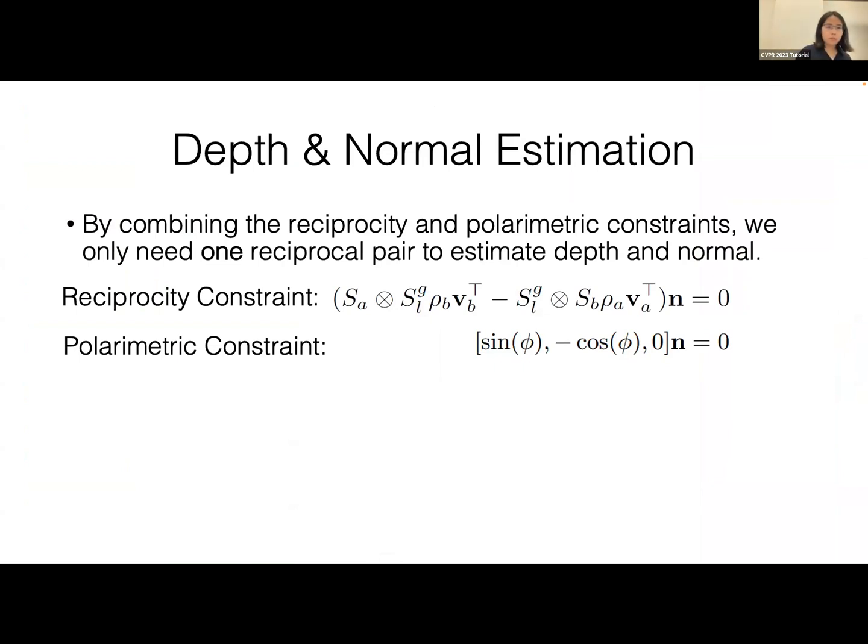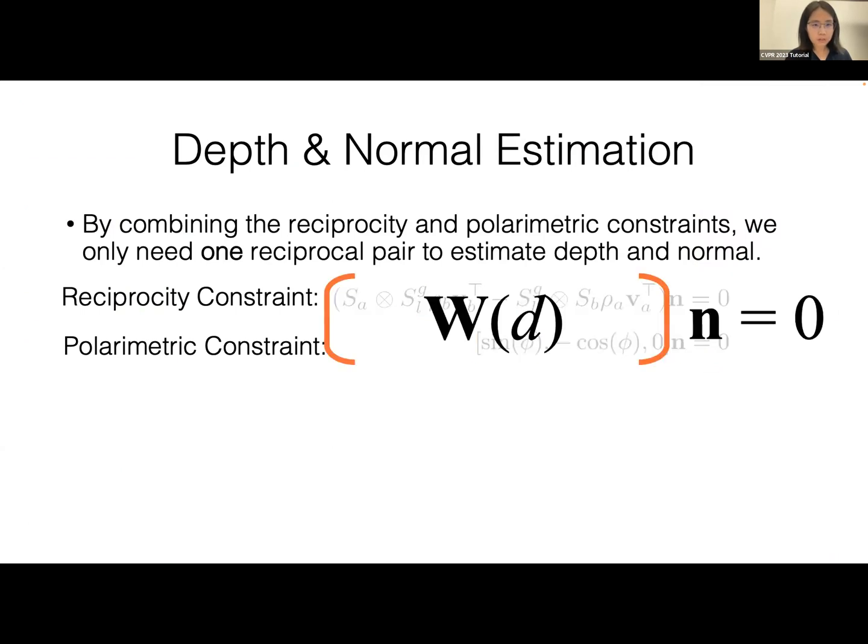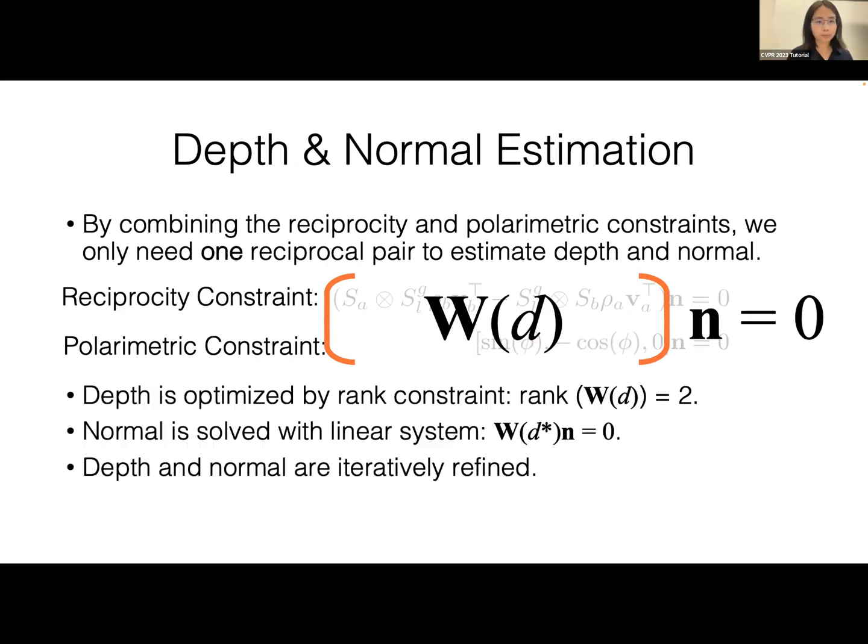And again, similar to the example that I showed you for combining polarimetric stereo and the polarization, here we can combine the reciprocity constraint with the polarimetric constraint for the depth and normal estimation, for geometry estimation. So how we do this is, again, stack them into a linear equation where the coefficient matrix is a function of depth d, and it multiplies with the normal vector, has this relationship for a linear equation.